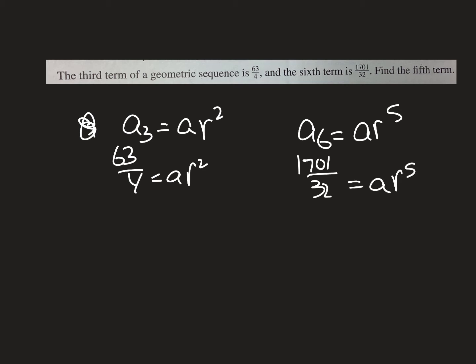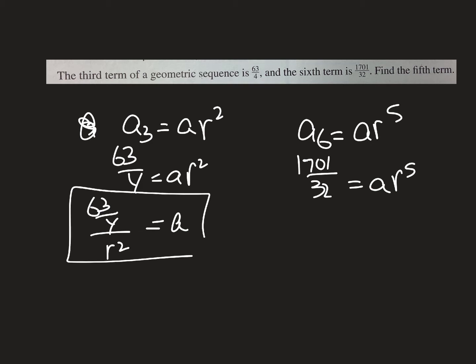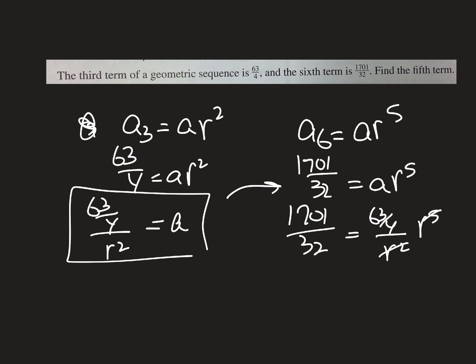Now, there are a couple of ways you can solve this. I'm going to use substitution. I'm going to divide right here by R squared, so that's what my A is, my first term. So I'm going to plug that into this other side. I'm going to say 1701 over 32 equals 63 over 4 over R squared times R to the 5th. And what happens is the R's cancel each other, so over here now I really just have R cubed.